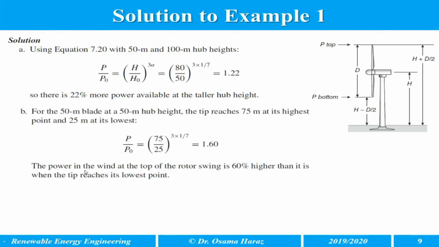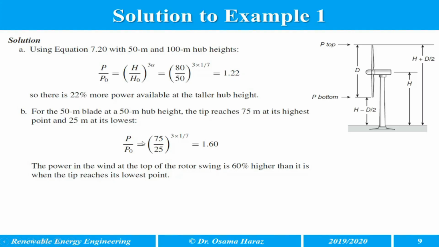The second part, for a 50-meter blade at a 50-meter hub height, the tip reaches to 50 plus 25, so the tip reaches to 75 meters at its highest point, and 50 minus 25, you get 25 meters at its lowest.